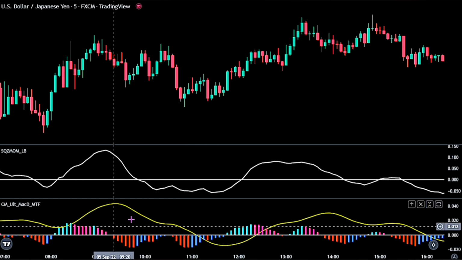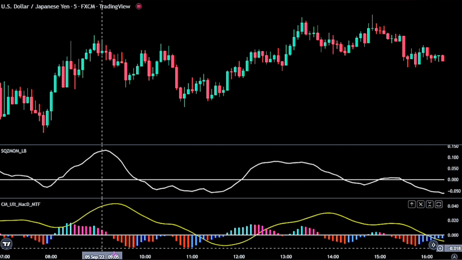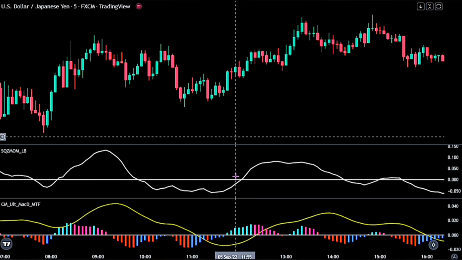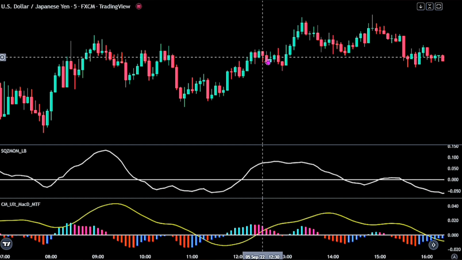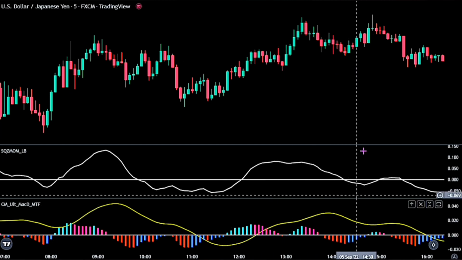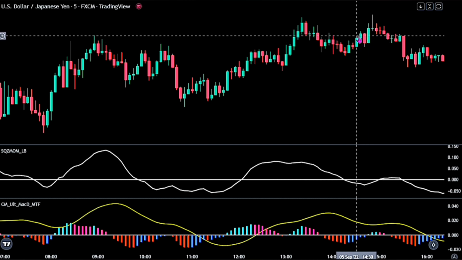Now the histogram on the indicator will be serving as our entry, for either the buy trade or the sell trade, as the green histogram shows strong buying power, the pink shows possible sellers taking position in the market, whereas the red shows strong selling power, while the blue shows possible buyers taking position in the market.